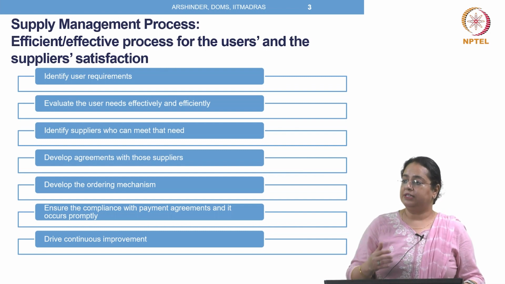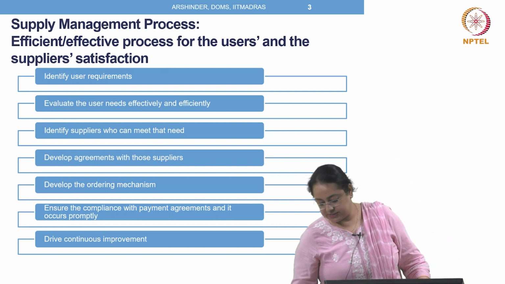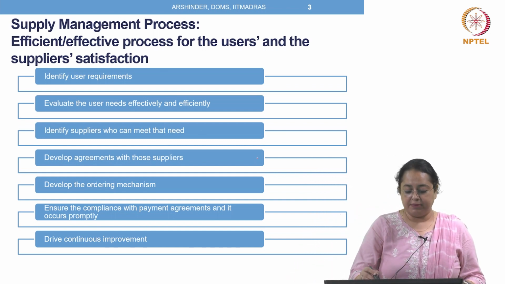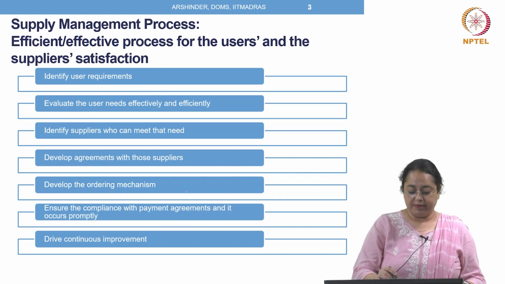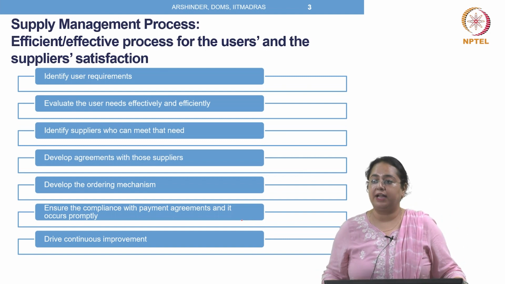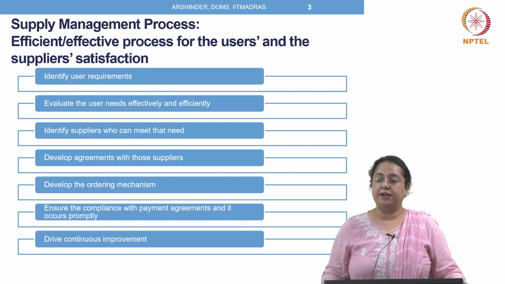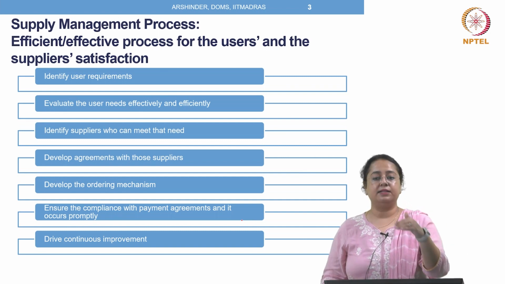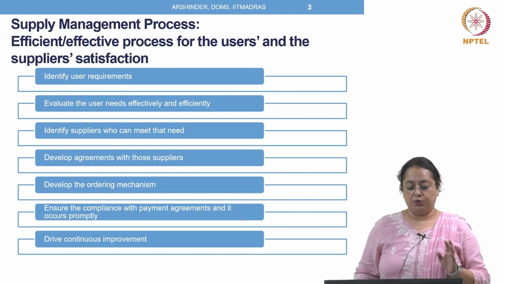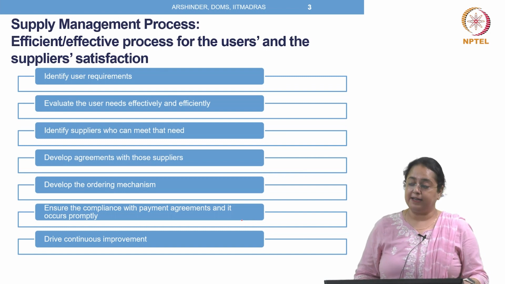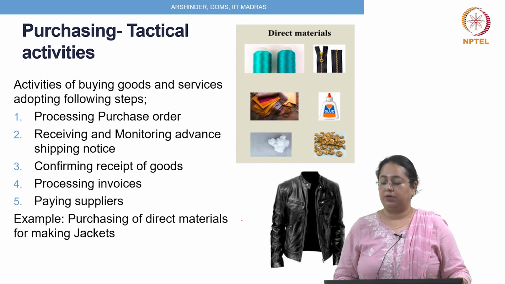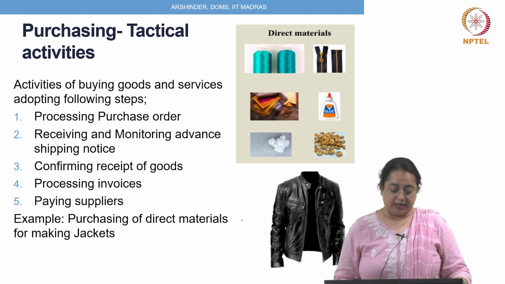Then, to meet these requirements, identify suppliers who can meet the need, develop agreements with those suppliers, develop an ordering mechanism, ensure compliance with the payment agreement and that payment occurs promptly, and then drive continuous improvement. These are the steps every sourcing process would follow. So, to ensure it is done efficiently and effectively, what are the main activities undertaken by supply management?